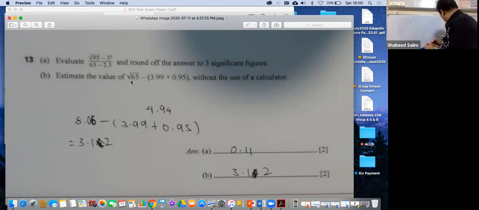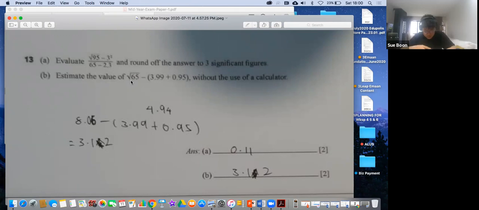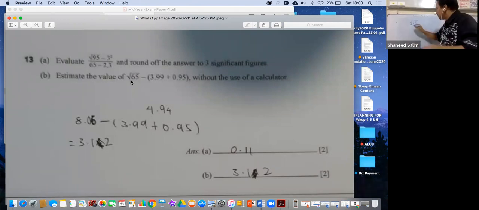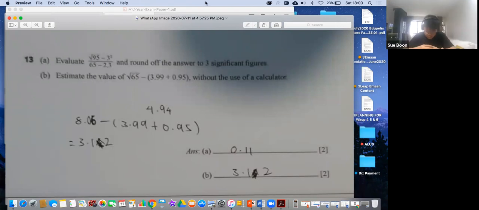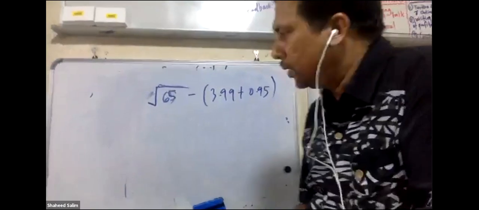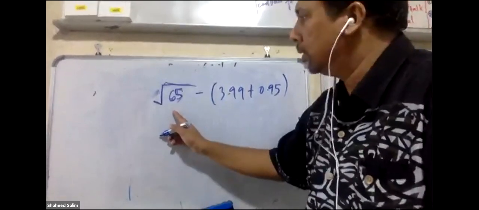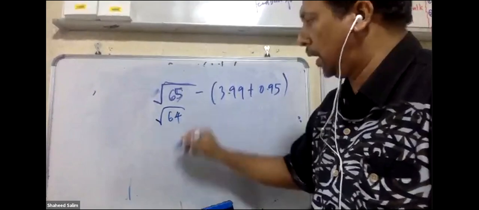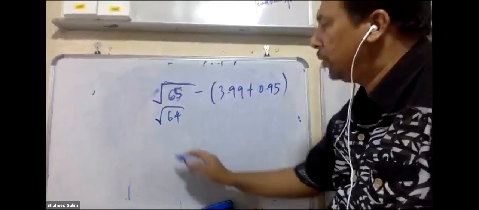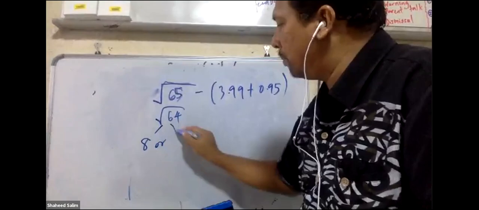Sorry. Hold on, I just copy first, then I will enlarge the screen. So now, down here, they say estimate, once they say estimate without a calculator, so we estimate the square root of 64. If you estimate it, remember I told you, it can be 8 or it can be minus 8.